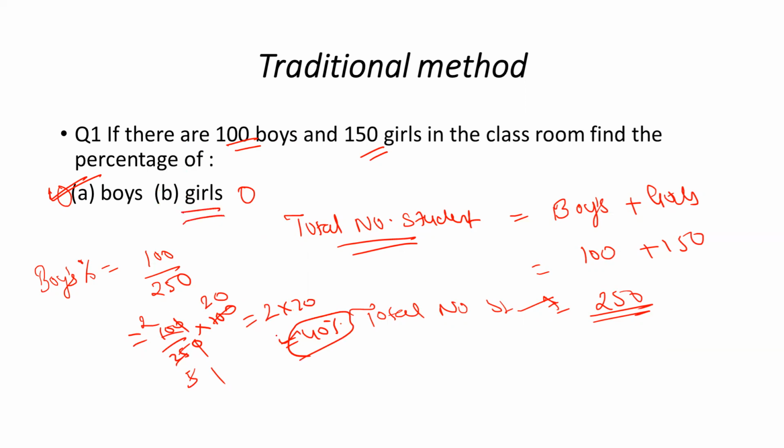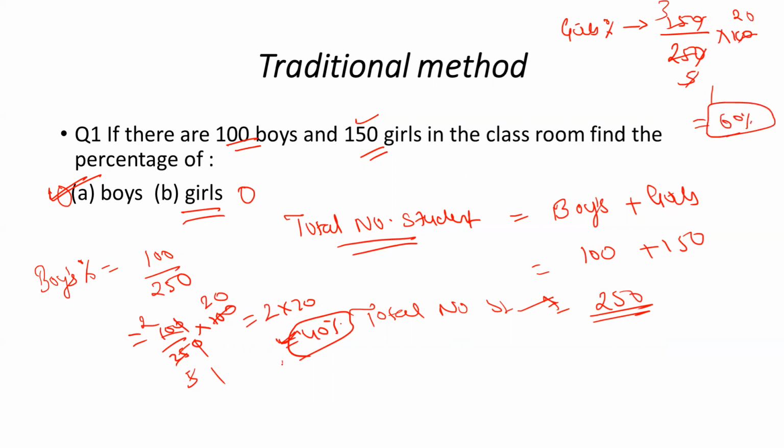Now I have to calculate the girls. The girls is 150, so the girls percentage will be 150 upon 250 into 100. Again zero, zero cut. 5 5s are 25, 5 3s are 15, 5 1s are 5, 5 2s are 10, 0. So 3 into 20, that is 60%. So boys is 40% and girls is 60%.